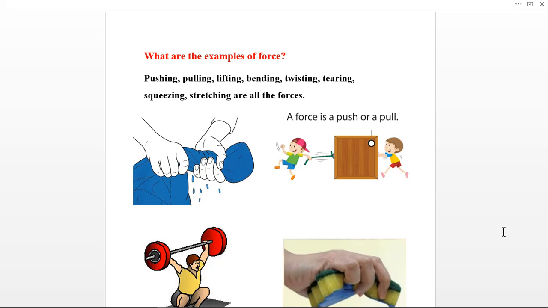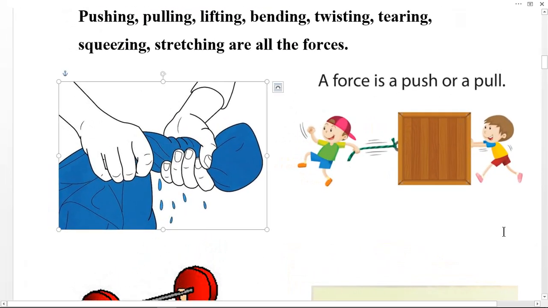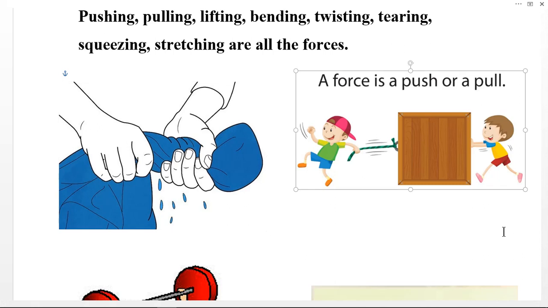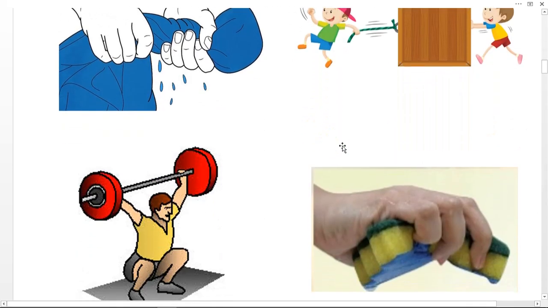For example, if you see this diagram here, they are twisting a piece of cloth. In this diagram, there are two boys. One of them, this boy, is pushing, and the other one, for example this boy, is pulling. It means at the same time both are applying force. Let's move to the next diagram.